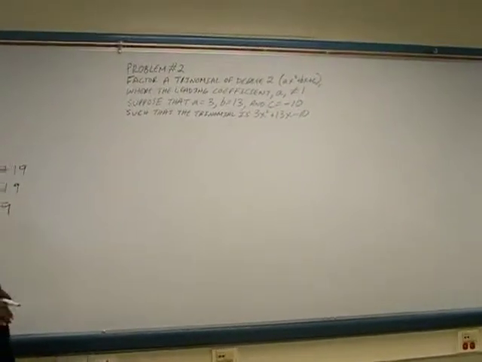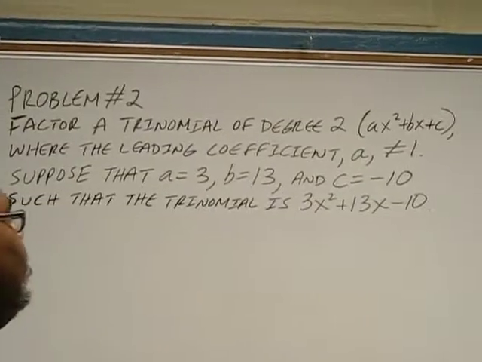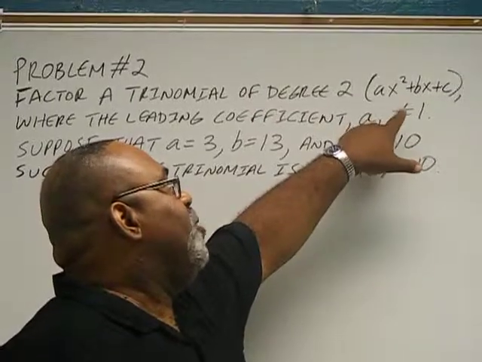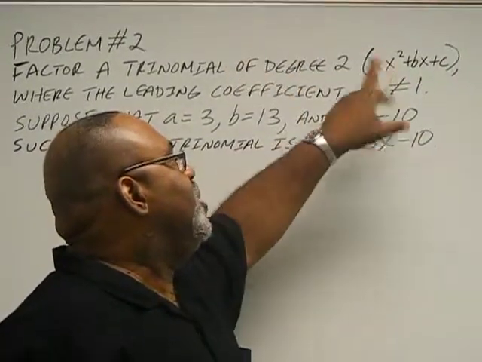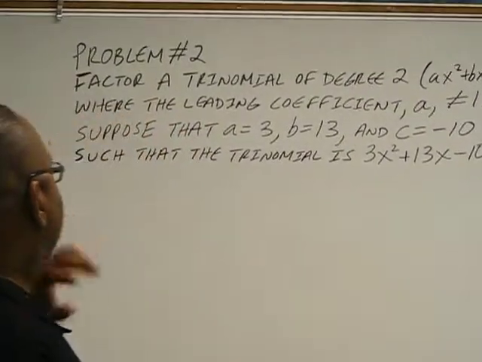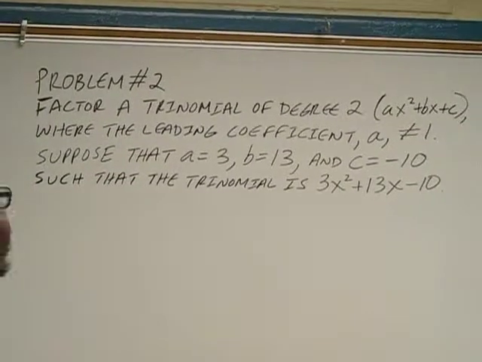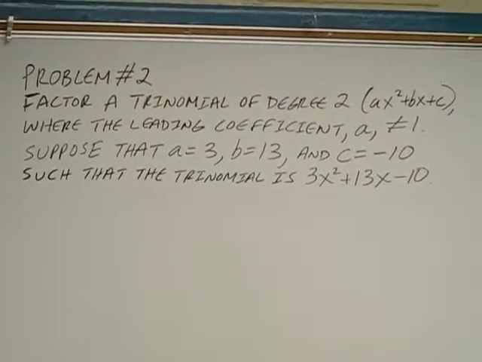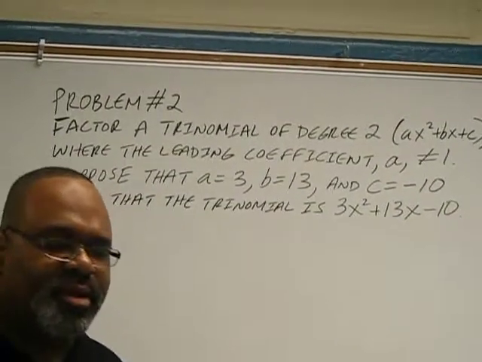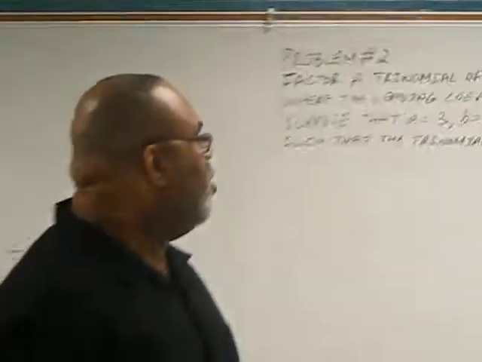The next problem, problem number 2, is factor a trinomial of degree 2, and I have in parentheses the generic form ax squared plus bx plus c, even though that's degree 2 because that's the highest power of the variable x, where the leading coefficient a is not equal to 1. So I picked some random numbers for a, b, and c so that we'll be able to actually show the illustration of the factoring of this trinomial.